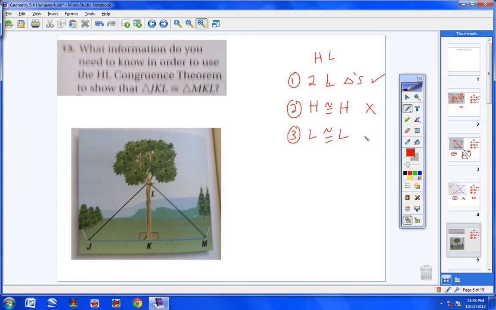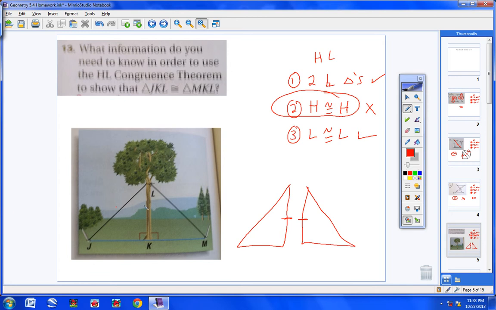Now, do I have a leg congruent to a leg? Well, I do, because notice how these two triangles are sharing a side right here. So really the two triangles look like this. Here's one of them if I split them up, and here's the other one, and we can definitely see how this side here is congruent to this side here. So we definitely have a leg congruent to a leg. So it says, what information do you need in order to use the HL congruence theorem? Well, here's what I need right here. There it is, so there's your answer. You are missing, or in other words, you need a hypotenuse congruent to another hypotenuse. And that's what we're missing.